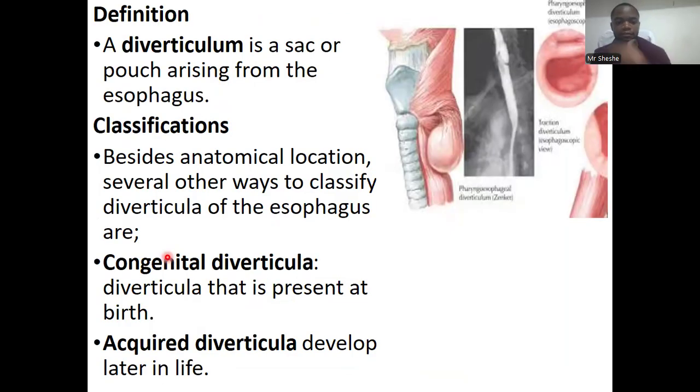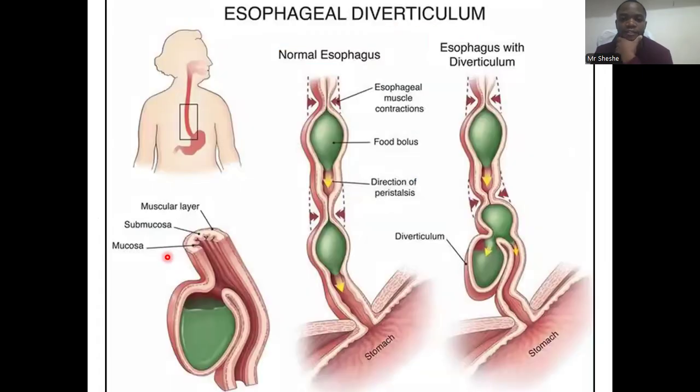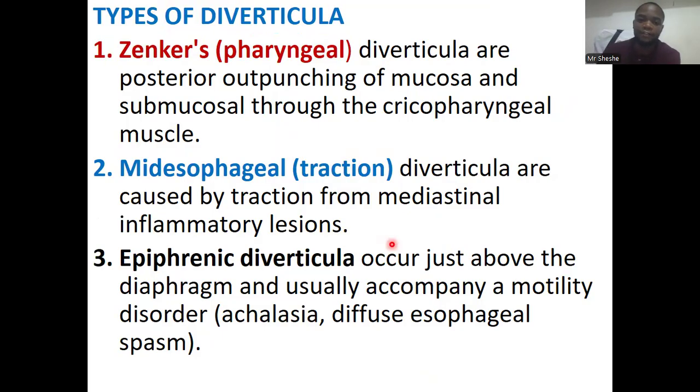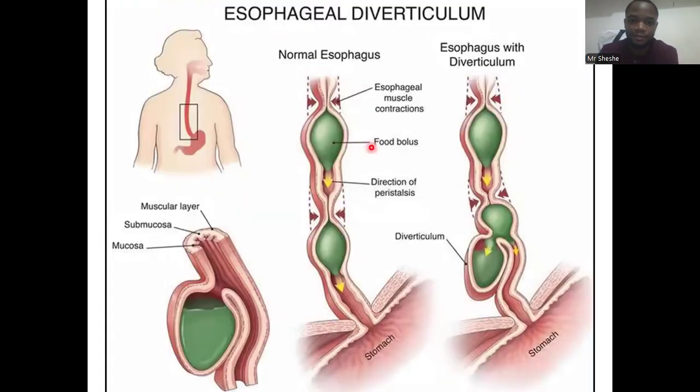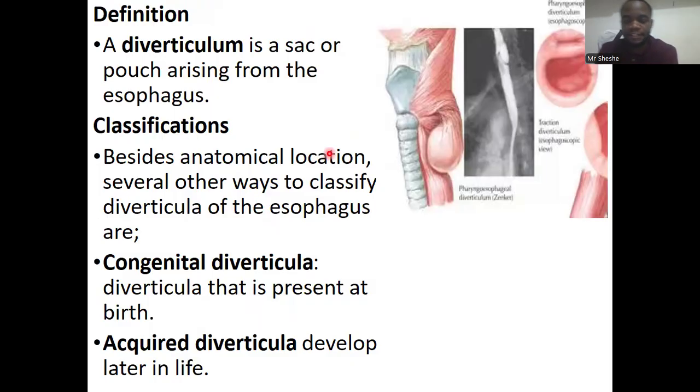There are other types of esophageal diverticula, sorry. So we have those that are found in the mid part of the esophagus and those that are found just above the diaphragm. Okay, we call them the epiphrenic diverticulum. So epiphrenic, just above the diaphragm. Then the mid part of the esophagus, we call them mid-esophageal diverticulum. Then Zenker's is at the point where the esophagus is connected to the pharynx. Remember, the pharynx is divided into these parts: nasopharynx, oropharynx, and laryngopharynx.